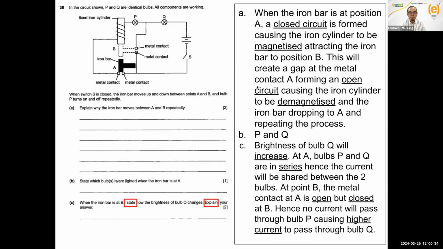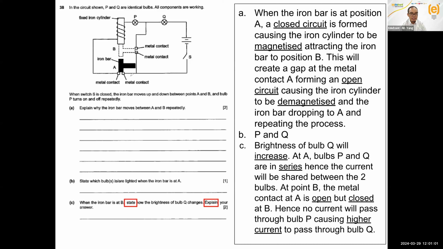Actually, the brightness of bulb Q will increase. Now, who put increase? Well done. Okay, you put increase, you get 1 mark, right? But you need to explain. The explain part is the tricky part. Okay, why increase? So please listen very carefully. Why increase? So you need to know this.